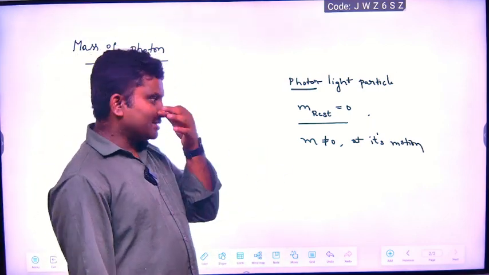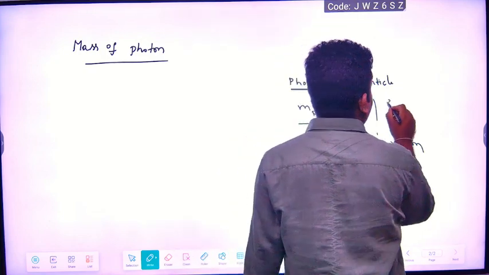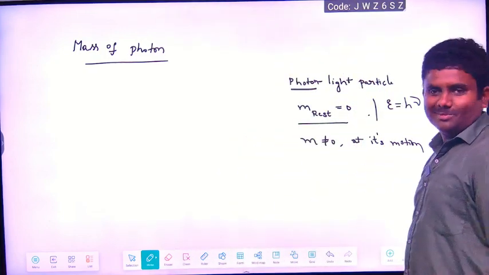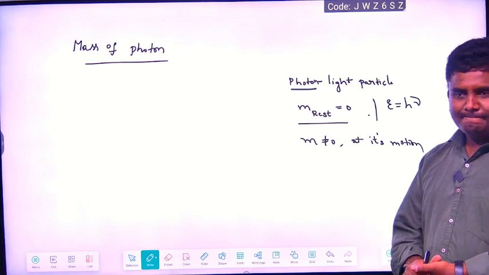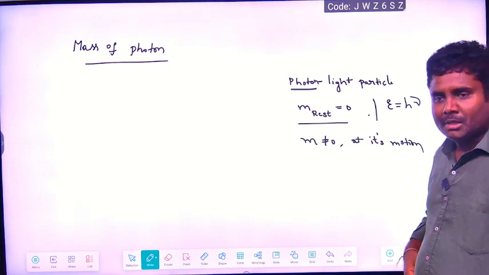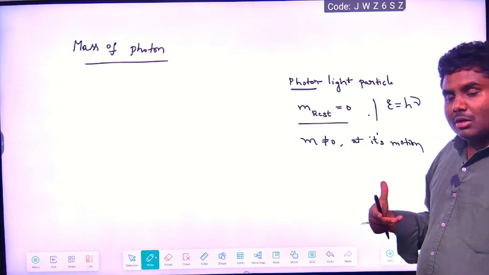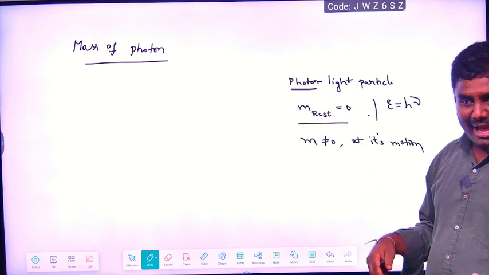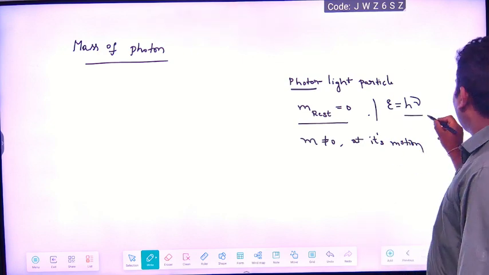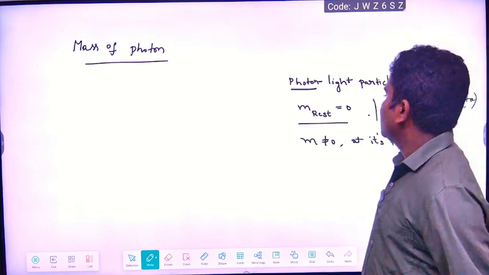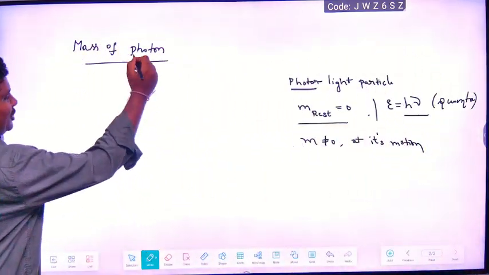Now, what is the energy of the photon? Energy is h mu. It's the energy of light. You can write n h mu, where n is the number of photons. Photon energy is in the form of packets. Einstein says, even Planck says, that's quantum, quantum packets. So the rest mass of a photon is 0.